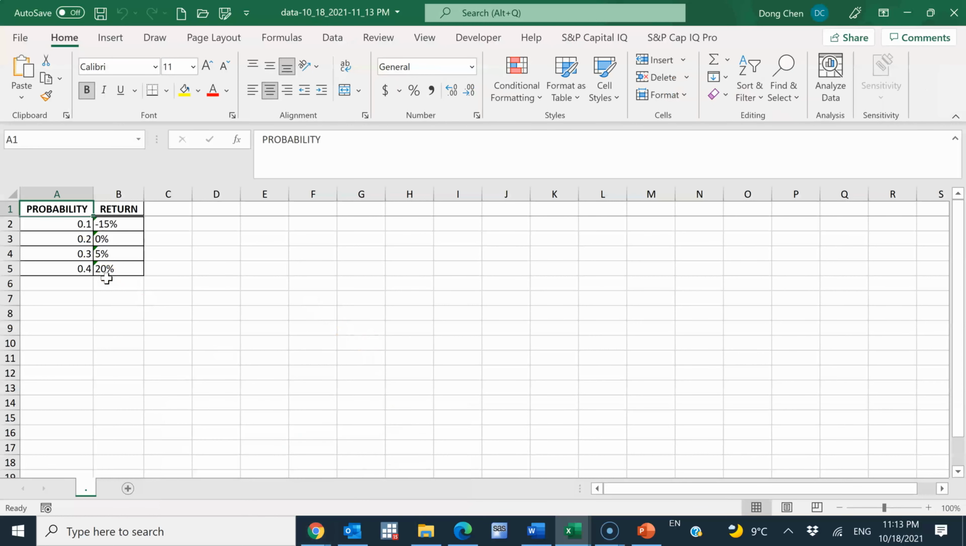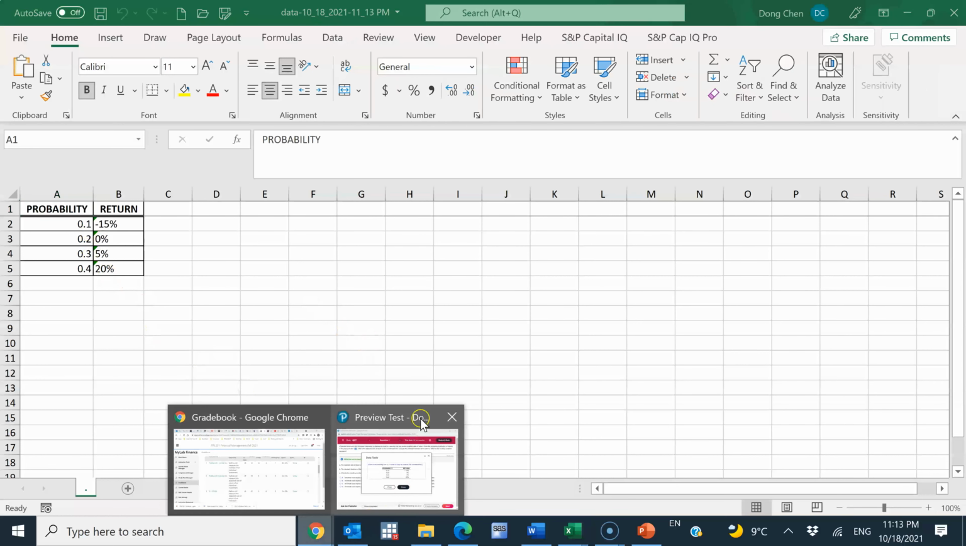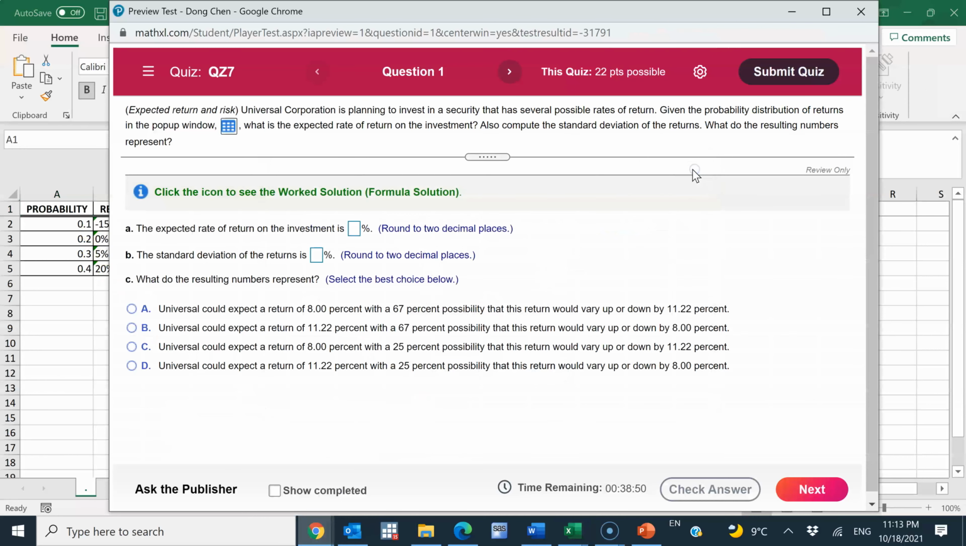So now we have the table in Excel. Go back to the setup. What is the expected rate of return on the investment? Also compute the standard deviation of the returns. What do the resulting numbers represent? So I have 3 parts corresponding to the 3 questions being asked here. A, expected rate of return on the investment.